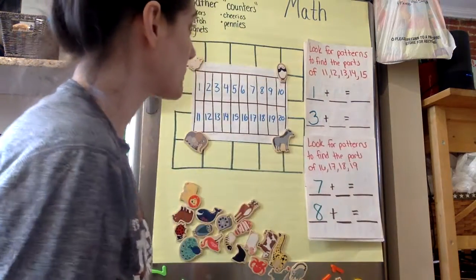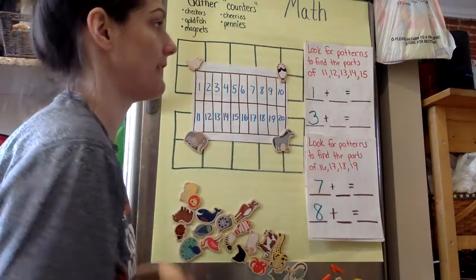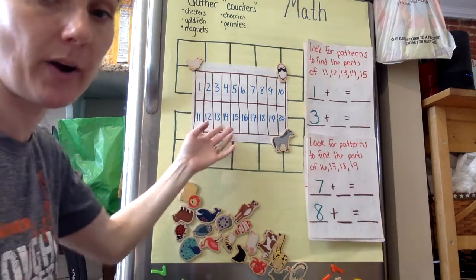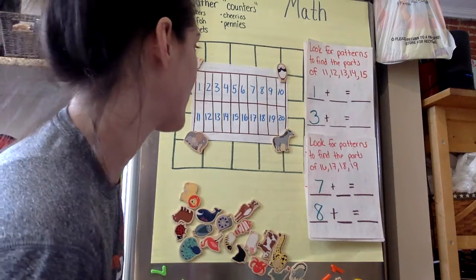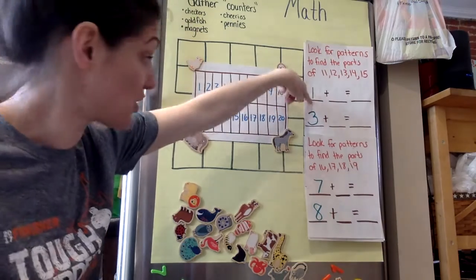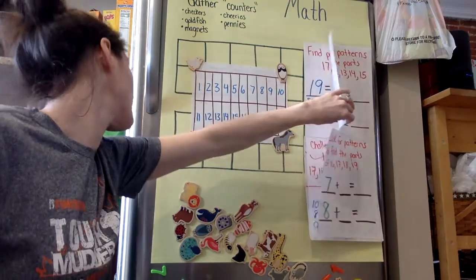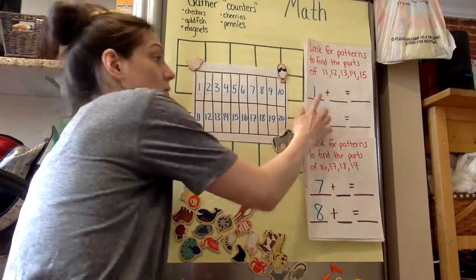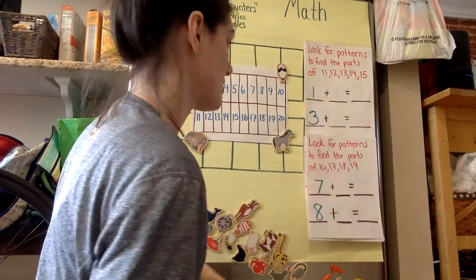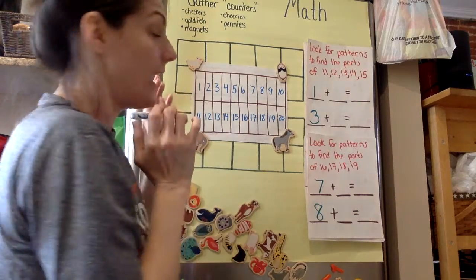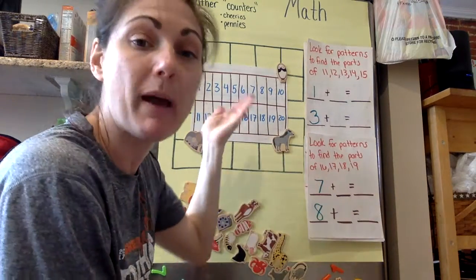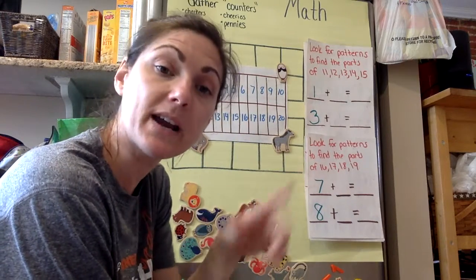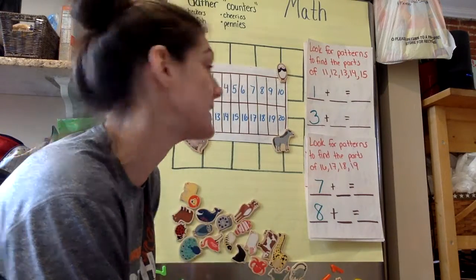Okay. So first we're going to look for patterns to find the parts of 11, 12, 13, and 14. So when I say look for patterns, you're looking for the patterns in this number grid, okay? So I've given a number here, which is 1. If you're doing this at home with me, you can start by putting a 1 there. And then, again, if you have a sheet protector, you might want to put this in a sheet protector so that it can be reused. And on sheet protectors, you can use dry erase markers, and that will erase right off.